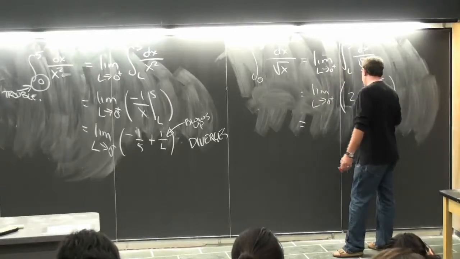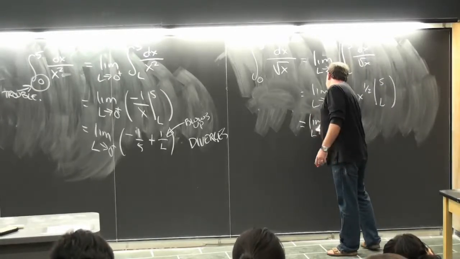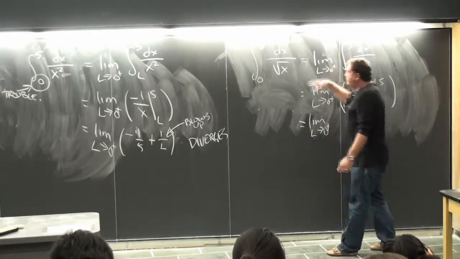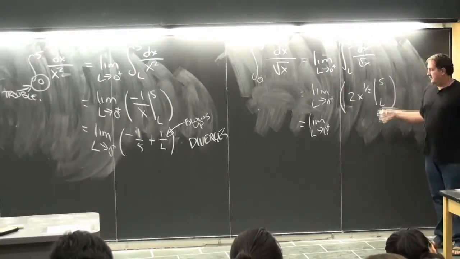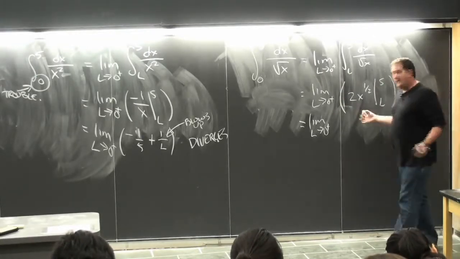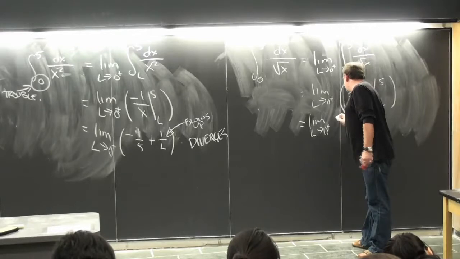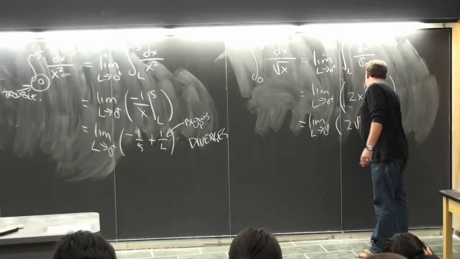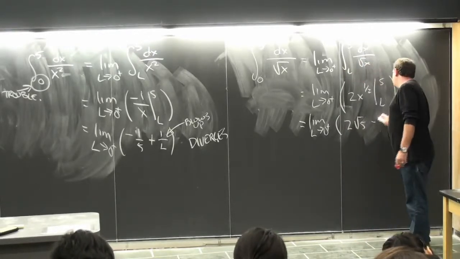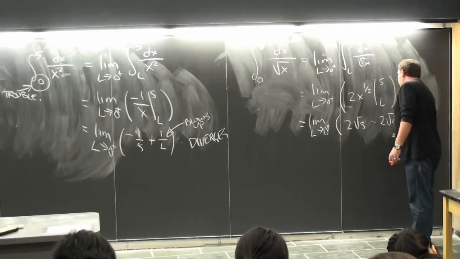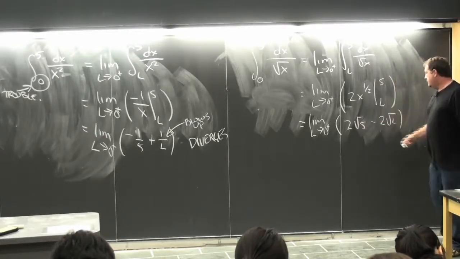So now I'm still writing with the limit. You don't have to write all of these steps in between, just some of them, or at least one of them. So this is 2 square root 5 minus 2 square root L, and as L goes to 0, this goes to 0.